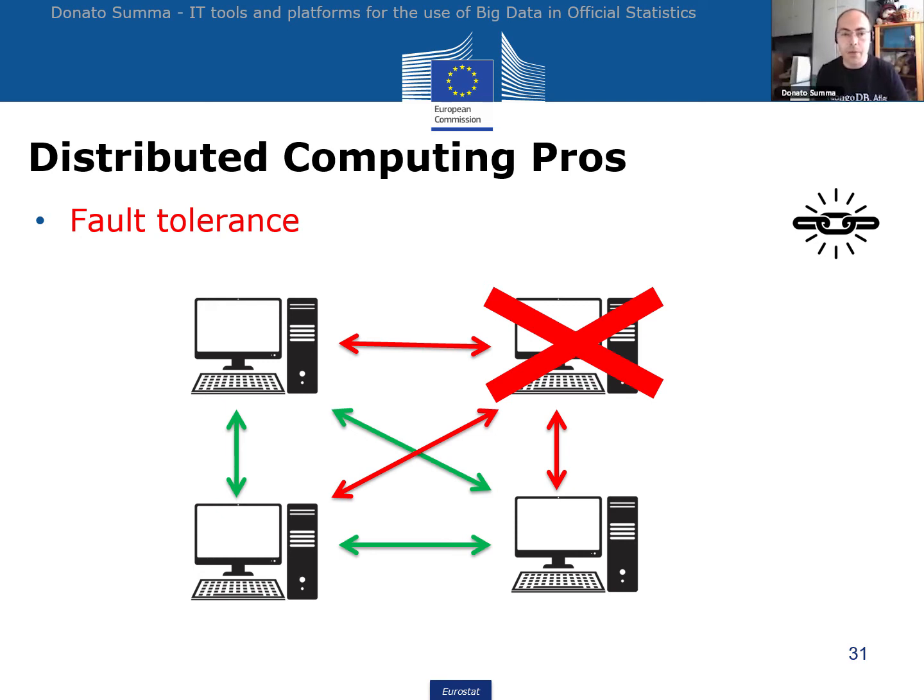And this is a very big advantage in comparison with the traditional computing model. With the traditional computing model, basically we have just one computer, and if on that computer something goes wrong, the computation stops. Within a distributed computing model, within a distributed system, if something goes wrong on a single computer, the computation goes on.